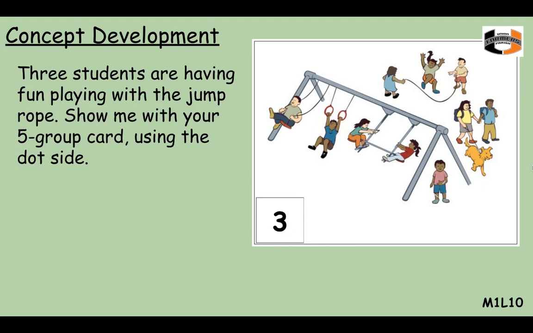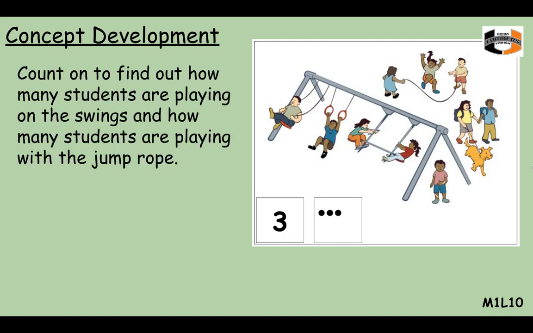3 students are having fun playing with the jump rope. Show me with your 5 group card using the dot side. Count on to find out how many students are playing on the swings and how many students are playing with the jump rope. So to count on, you're going to say 3 and then count the dots. 4, 5, 6.